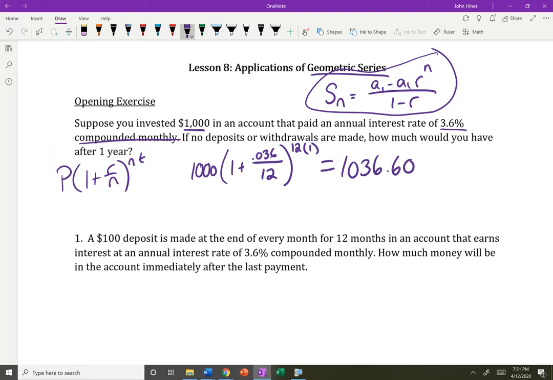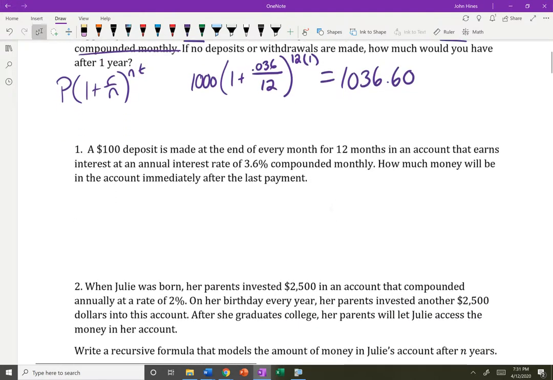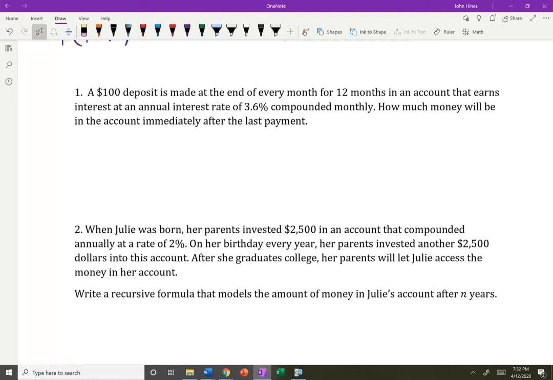We're going to change that up here. It looks very similar, but it's actually a really different concept. $100 is deposited at the end of every month for 12 months. So there's a big difference. I'm not just putting all the money into the account at once. I'm putting money into the account every month. This is what a lot of people do when they save for retirement. They put money away every paycheck or every two paychecks, and let it compound interest.